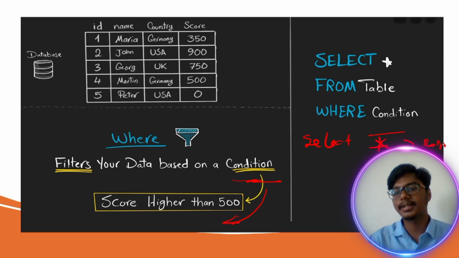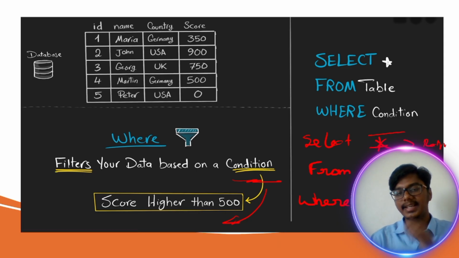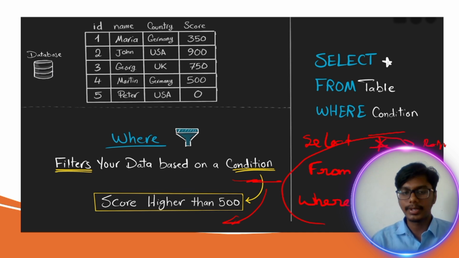Star means it retrieves the data. Later we can see the analysis also. From which table? I just need the students table, where the condition looks like this. The score, it's case sensitive, we want to give the score greater than 500. This is how the query looks.